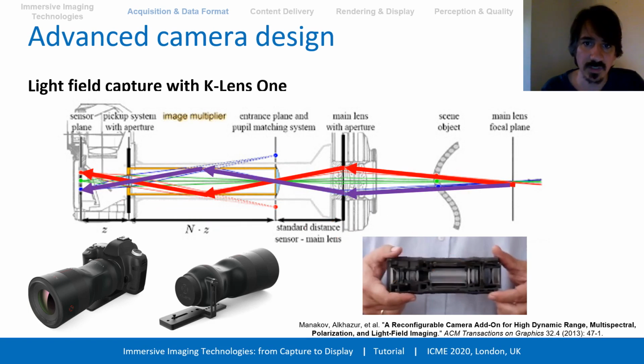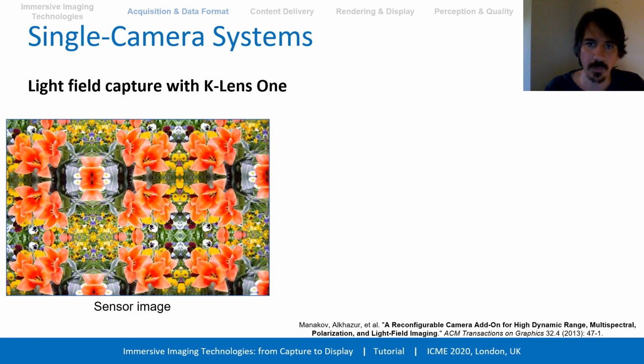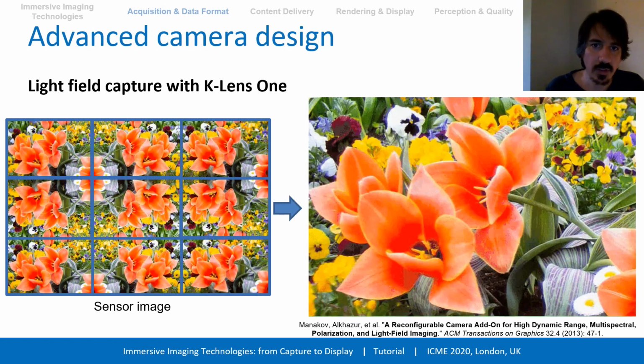And this so-called image multiplier allows us to reflect the light rays arriving from different angles and capture them at different pixel positions on the sensor, unlike a traditional 2D lens. So here we show an example of a raw image as it appears on the sensor, which looks a little bit like a kaleidoscope.